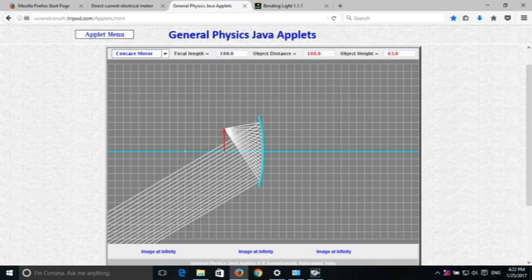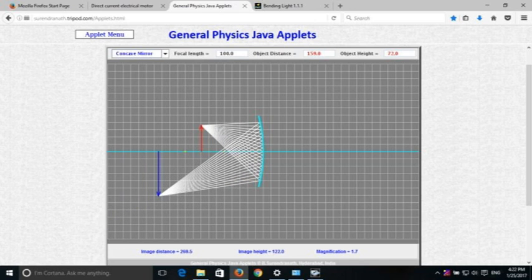But when the object is moved between F and C, what you notice is that the image is formed beyond C. It's a magnified image, a real image, an inverted image, and although the object is between F and C, the image is beyond C. The next case is that I bring the object to C, and you notice that the image is also at C, and here you find the same size. Real, inverted, same size.